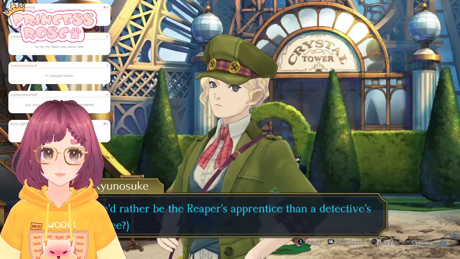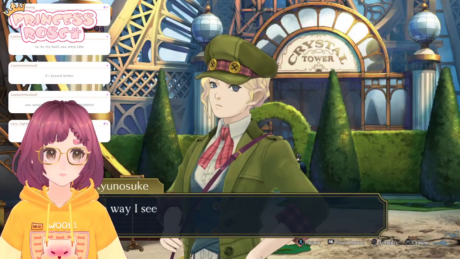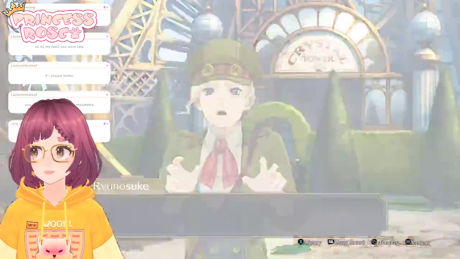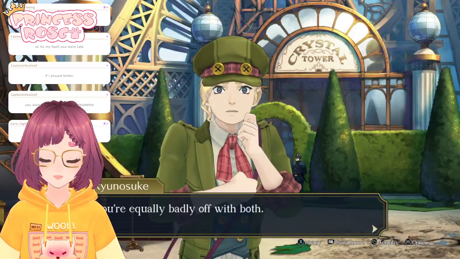She'd rather be the Reaper's apprentice than a detective's trainee. The way I see it, if the choice is between a chip-guzzling detective and a chalice-gluggling demigod, you're equally bad off with both.